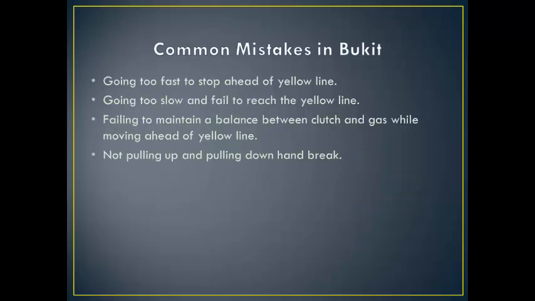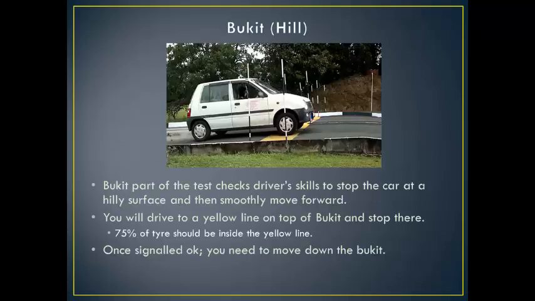The third one is failing to maintain a balance between clutch and gas while moving ahead of the yellow line. This is important, and this is the most difficult thing. When you have reached successfully on the yellow line, you have checked that your tire is inside the yellow line, you have pulled up your handbrake, you have pulled out your hand and informed your driving examiner that you are done with the maneuver. Then the instructor will give you the direction to move forward. That is going down the hill.